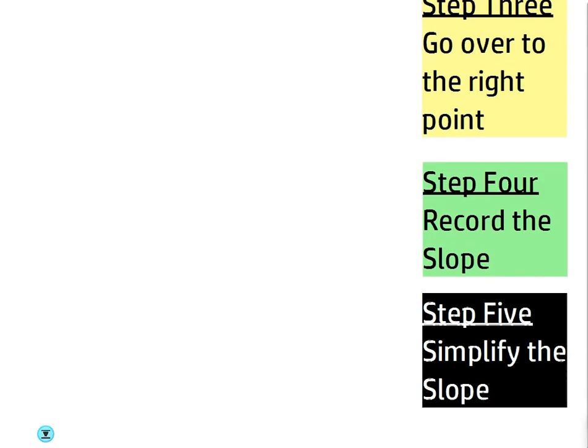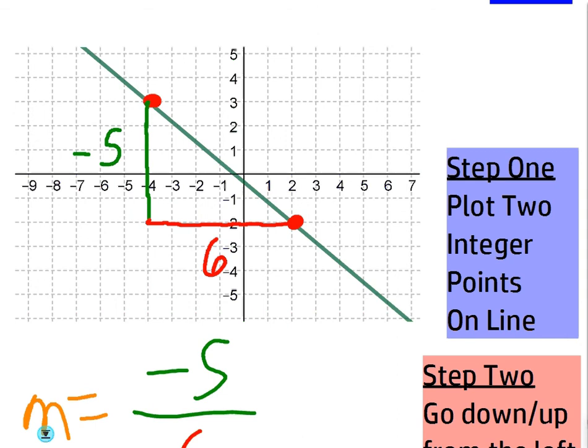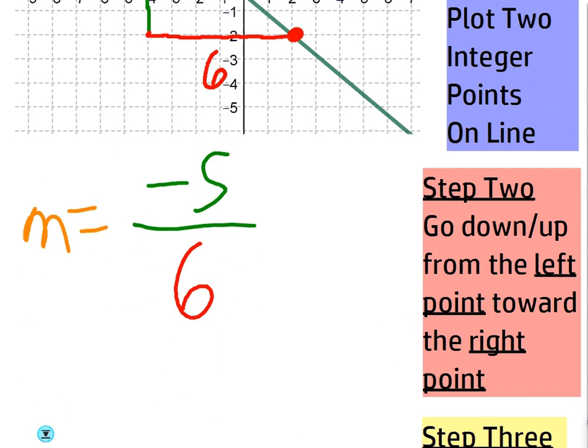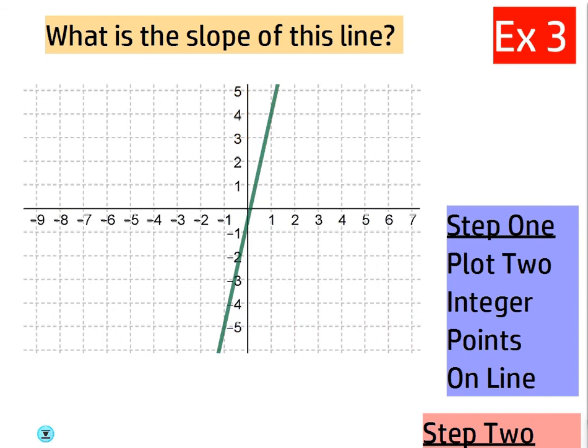Step 5 is to simplify the slope. In other words, if you end up with a fraction that's not simplified, in this case you might have got -10 over 12, you would simplify that down to -5 over 6. Okay, let's find 2 more points for this one.